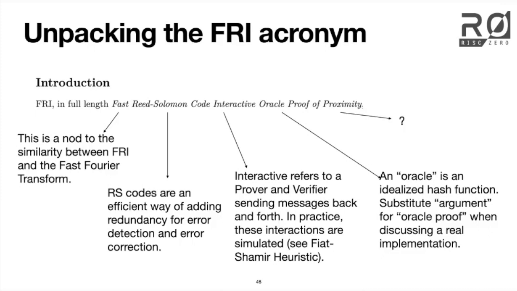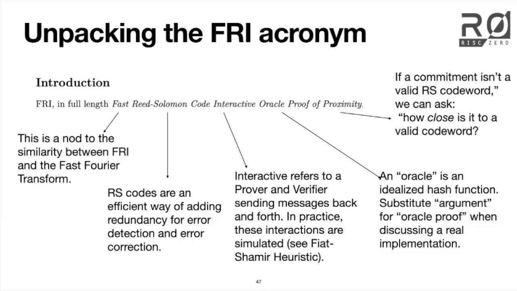And then finally, this word proximity is about closeness. There is this notion of closeness within this world of codes that I have yet to really explain. And within this world of codes, we get to ask about closeness. So it's a proof of closeness.